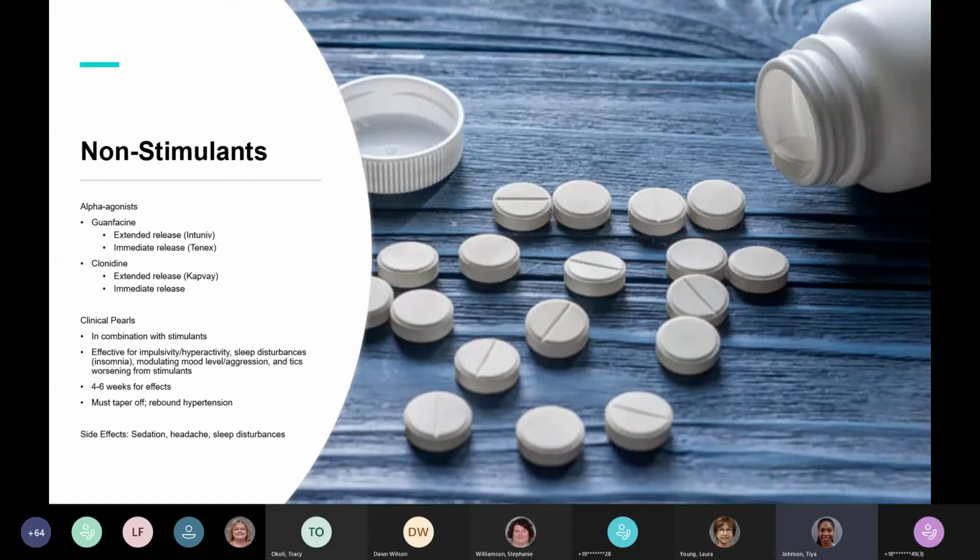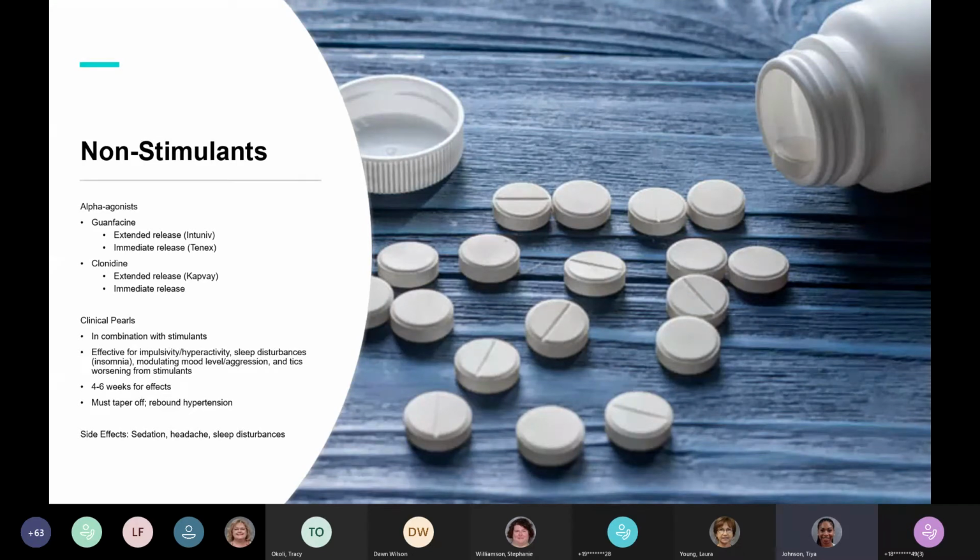So now we're going to talk about the non-stimulant class. Within the non-stimulant class, we have the alpha agonists, which include guanfacine, which comes in 2 versions: extended release, which is Intuniv, or the immediate release, which is Tenex. And I don't know that they call it Tenex anymore, but it is still available as an immediate release guanfacine. And then you have clonidine, which is extended release, trade name Kapvay, and then immediate release clonidine.